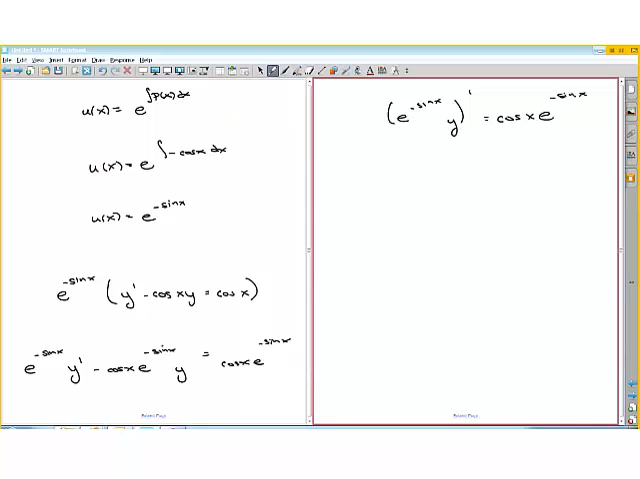So then we can integrate both sides. So we have e to the minus sine of x times y prime dx is equal to the integral of the cosine of x e to the minus sine of x dx. And the integral of this is just the term in the parentheses. And the right-hand side, we just have to integrate it. It may look complicated, but it's not as bad as it seems.